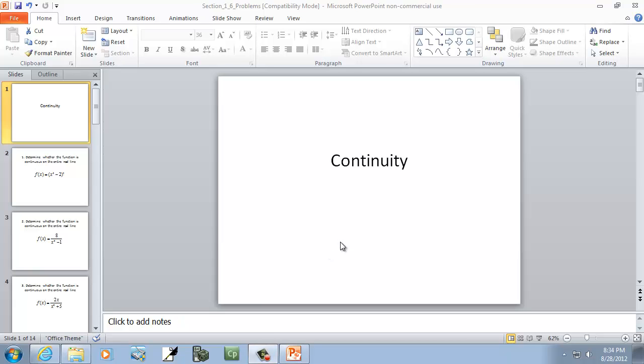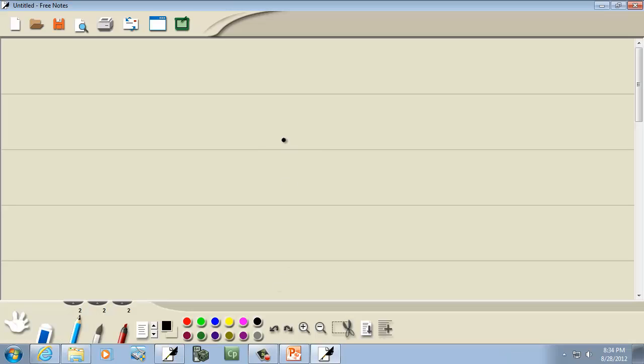Let's take a look at continuity. Let me get my tablet going here. And we have a graph. The graph is going from the left side to the right side here. And as it's going, there are no holes and there are no gaps. You don't have any holes, you don't have any gaps. This is continuous everywhere in here.